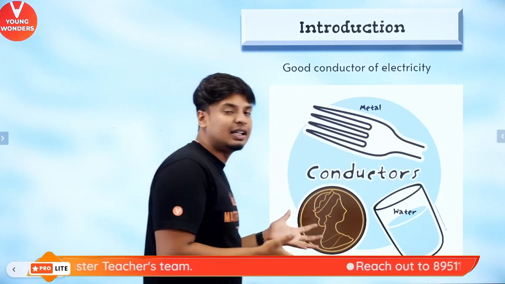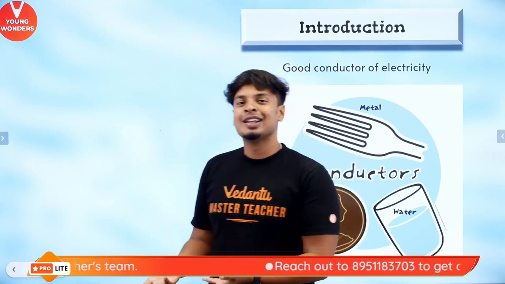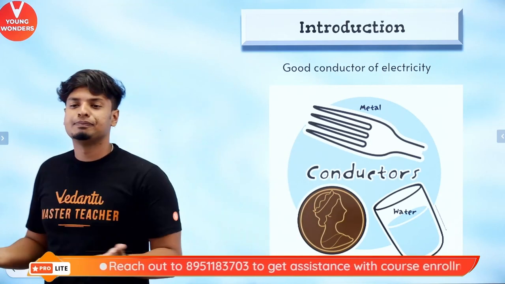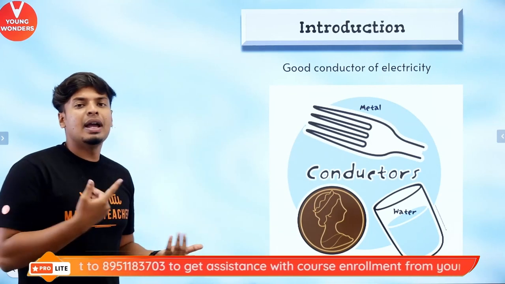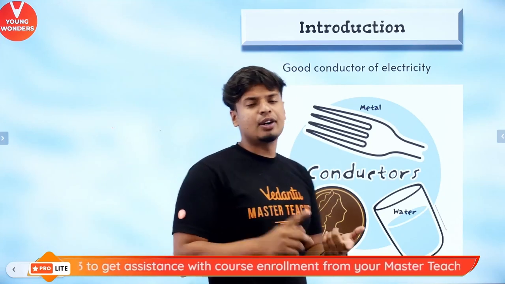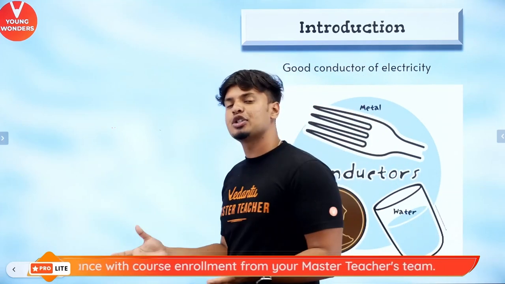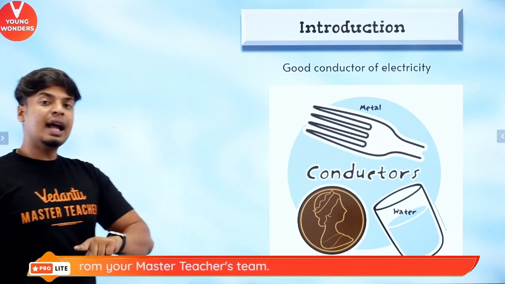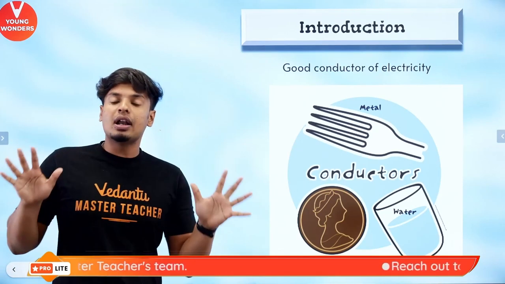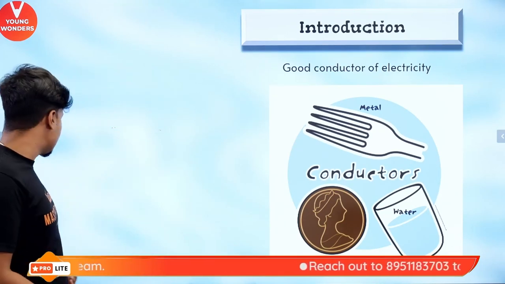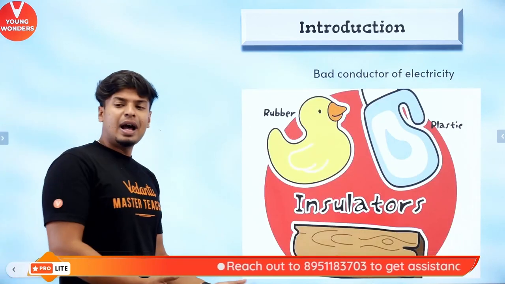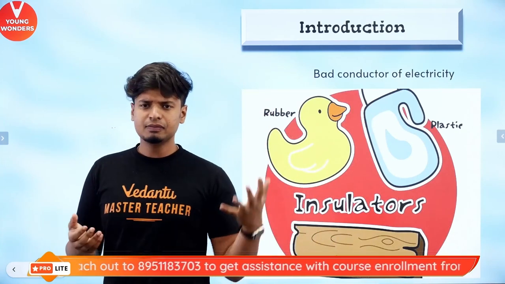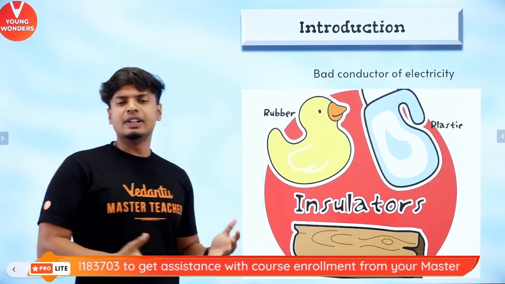Now comes a question to all of us: but sir, can water conduct electricity? First of all, what are conductors? What are insulators? Conductors are objects which allow electric current to flow through them. For example, metals like copper, aluminium, iron, all of these are good conductors of electricity. On the other hand, we have other objects which do not allow electric current to flow through them, and they are called insulators or bad conductors of electricity, like rubber, plastic, wood. All of these are bad conductors.